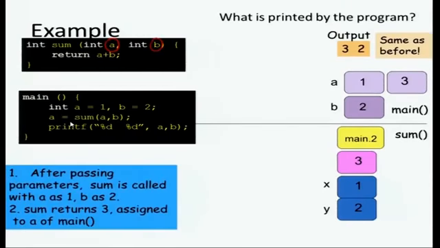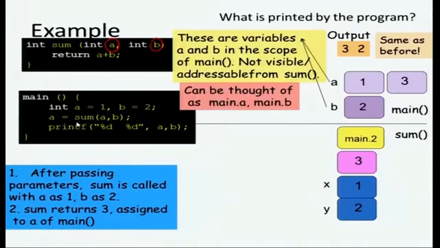So, what really happened here? After passing the parameters, sum is called with a as 1 and b as 2, and so it returns a value 3, assigned to the a of main. Now, these variables are called a and b in main, and they are called a and b in sum as well. The variables a and b inside sum are different from the variables a and b inside main. So, the scope of these variables is main, and the scope of these variables a and b is the sum function.